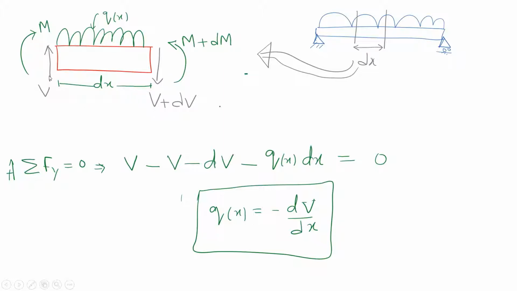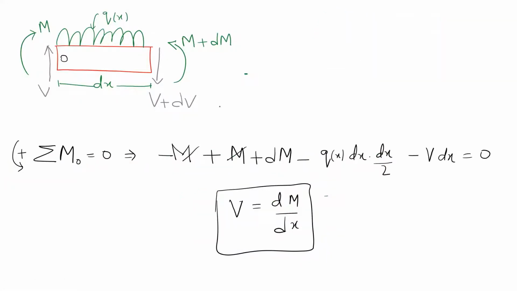The summation of the forces along the vertical direction y equals 0, and we take the upward direction as positive. So V is upward, so it is positive V, minus of V plus dV, and the distributed load, if we make it a concentrated point load, would be q(x) into dx, so q(x) dx equals 0. Therefore V cancels and q(x) equals minus dV by dx. So the distributed load is the negative of the rate of change of the shear force.